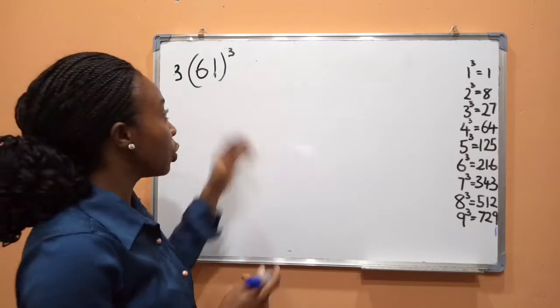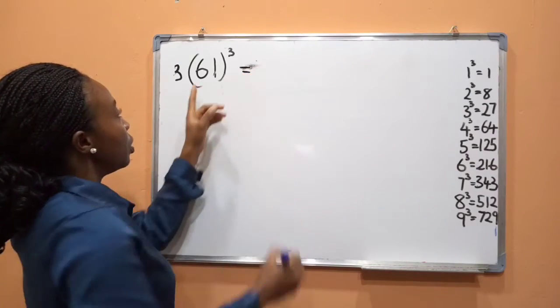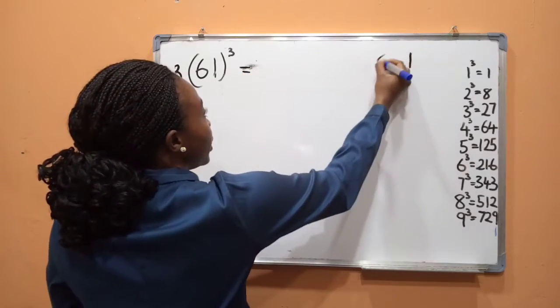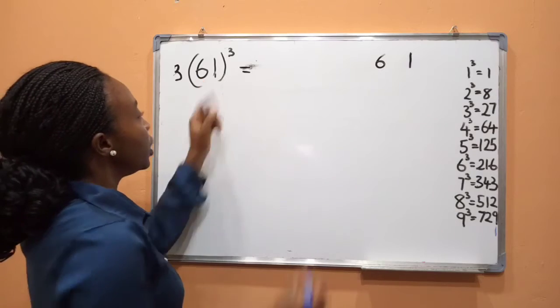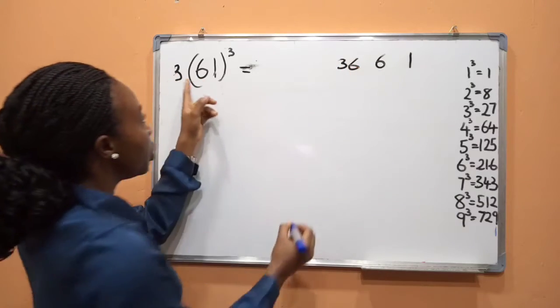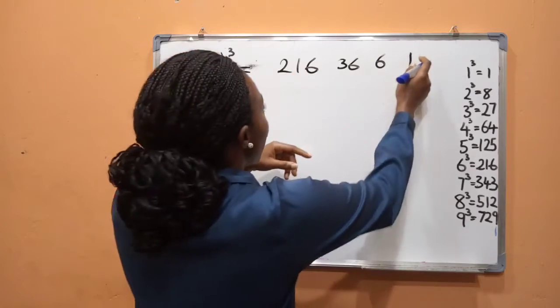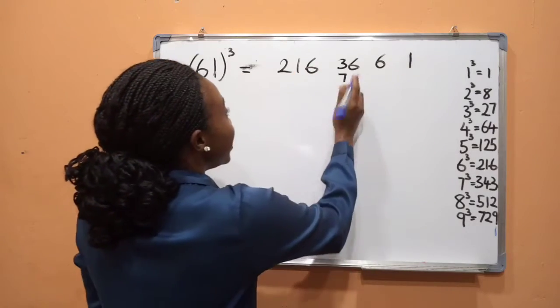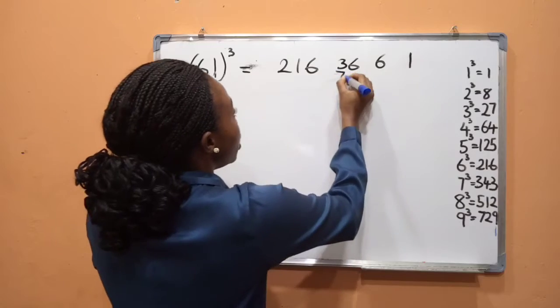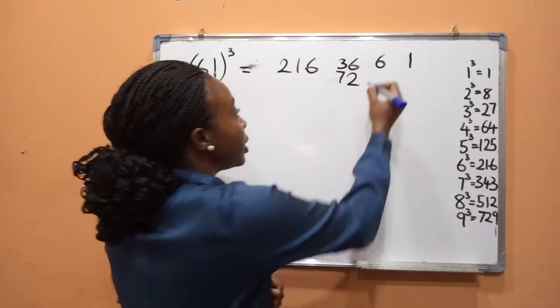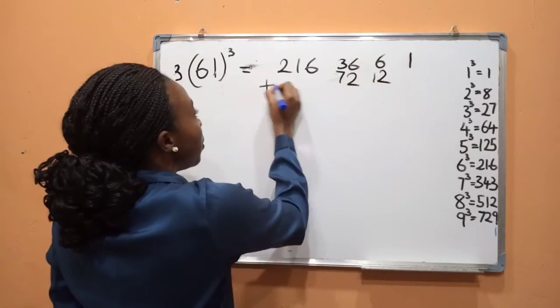We have 61 cube. What do we do? We write 1 and we write 6. What's the square of 6? 36. And what is the cube of 6? It's 216. Now, ignore the first and last answer. 2 times 36 gives us 72. And 2 times 6 gives us 12. Now, sum it up.